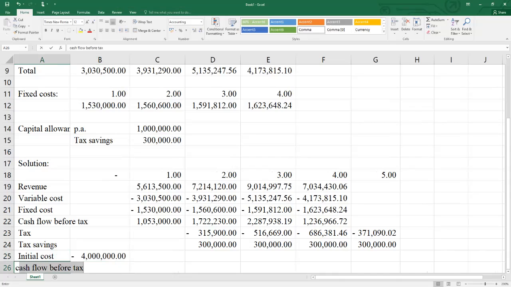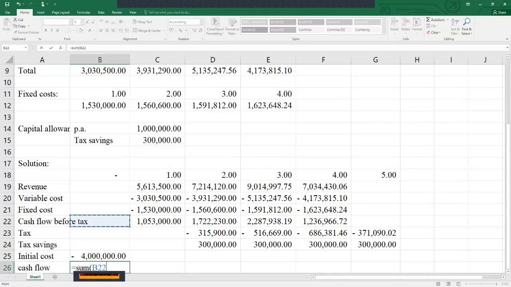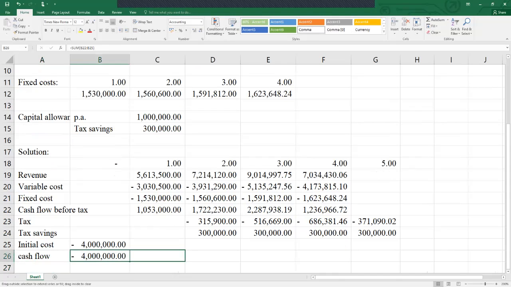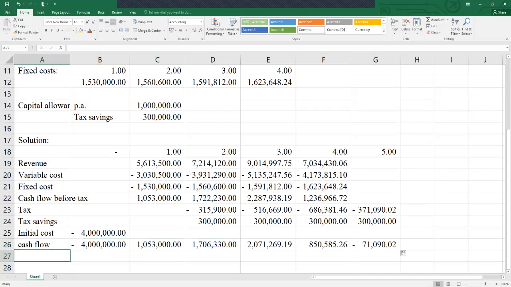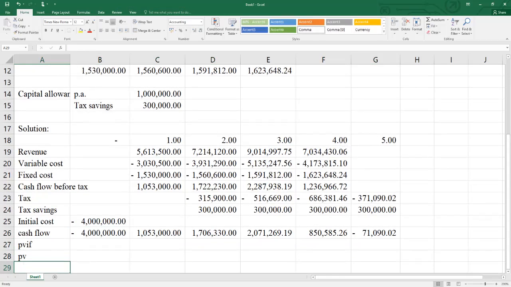Okay, cash flow. This should be a sum of cash flows all the way from the cash flow transaction to the initial cost. I have the formula, I drag across for the entire 5 years, and you have the cash flow there. This is Excel, so you don't need to get the present value, you don't need PVIF. You don't need that. Excel can do that for you.